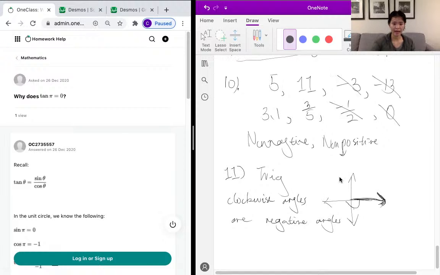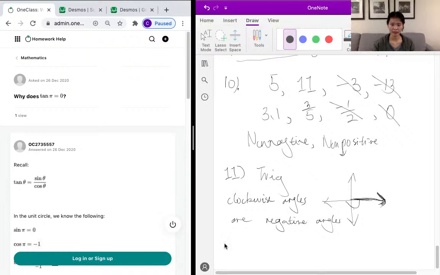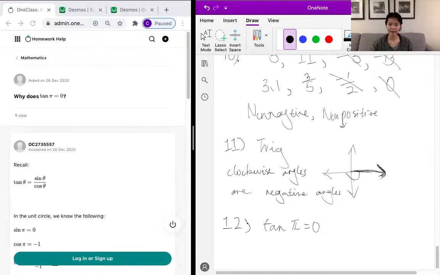Why does tan of pi equal 0? Now let's see, we have 3 more minutes. Okay, I'll just quickly explain this problem. So why does tan of pi equal 0? Tan of pi equals 0. This is because of our unit circle, where pi is 180 degrees. As we said before, pi is positive, this angle is positive, so we go counterclockwise. So we reach this point on the unit circle.